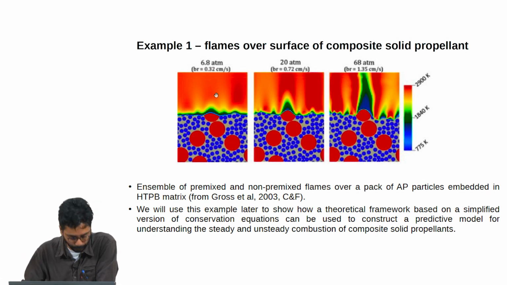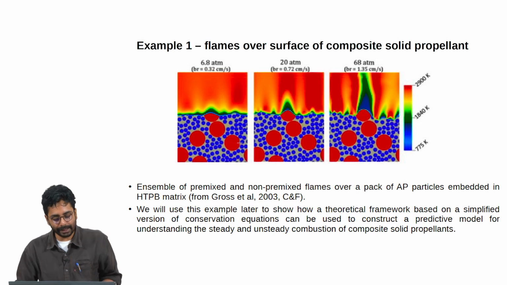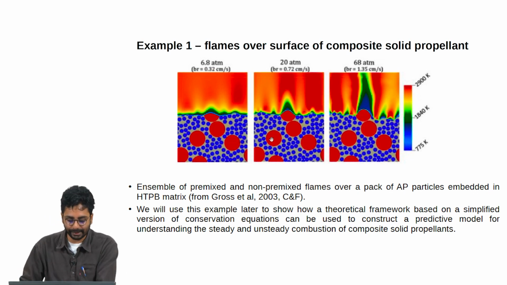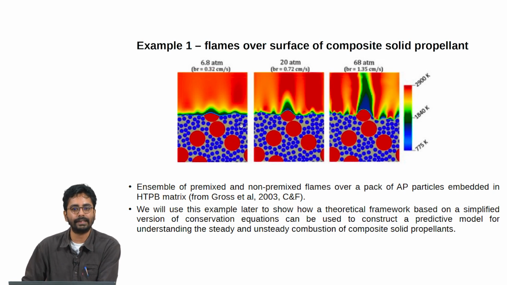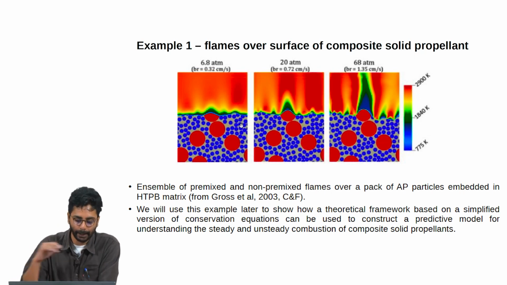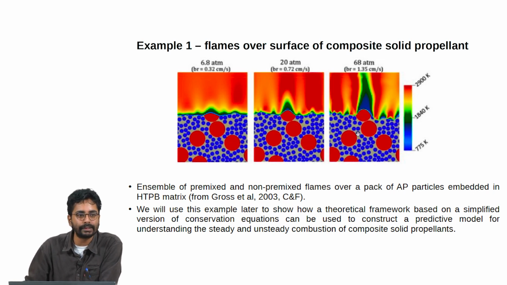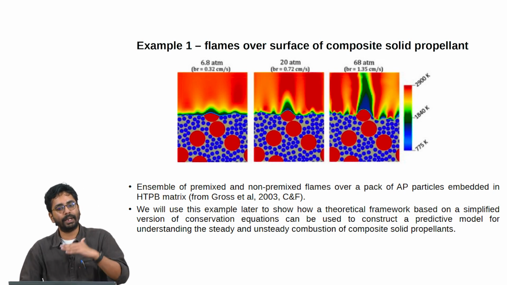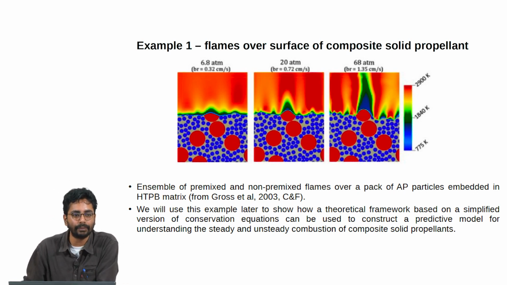So, what you see here is premixed flames over AP surfaces surrounded by non-premixed flames formed by reaction between AP and HTPB. Remember that premixed flames under these conditions are essentially flat one-dimensional flames over the surface of AP. What is happening as the pressure increases is that the structure of the flame is changing. It looks as if the height of the diffusion flame is increasing and its influence over the burn rate is decreasing. This is the qualitative behavior, which more precisely will be discussed later.